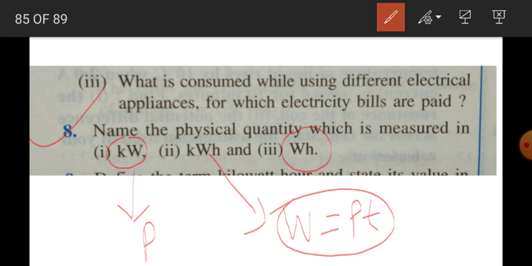Achha, what about watt hour? That is also a unit of energy. So, if my power is in watt and time is in hour, then watt hour will be the unit of energy. Power times time, that is the unit of energy.